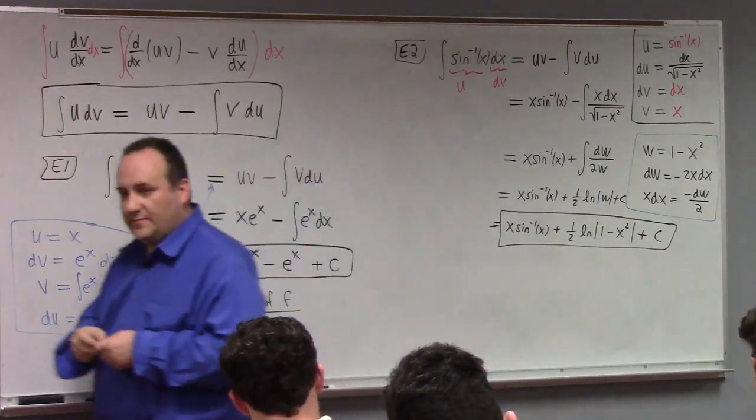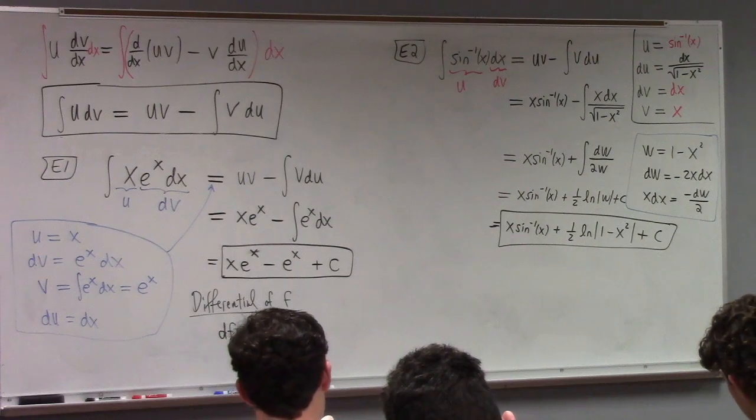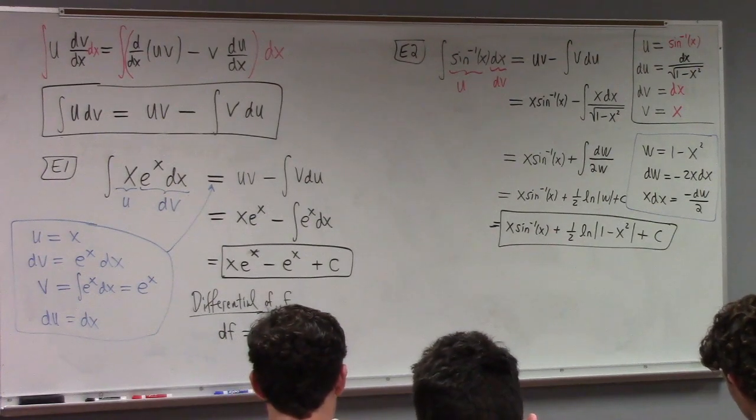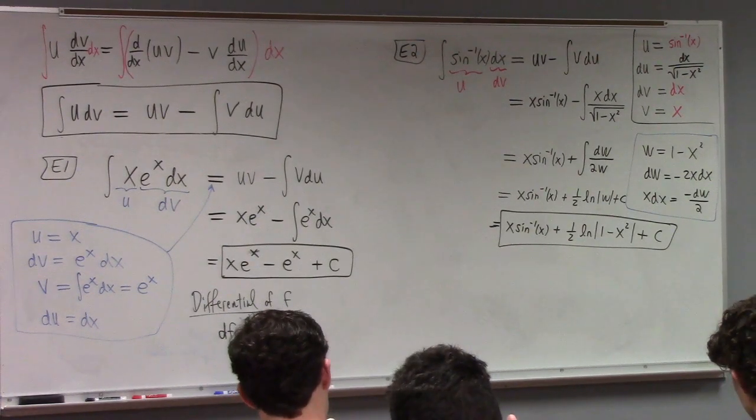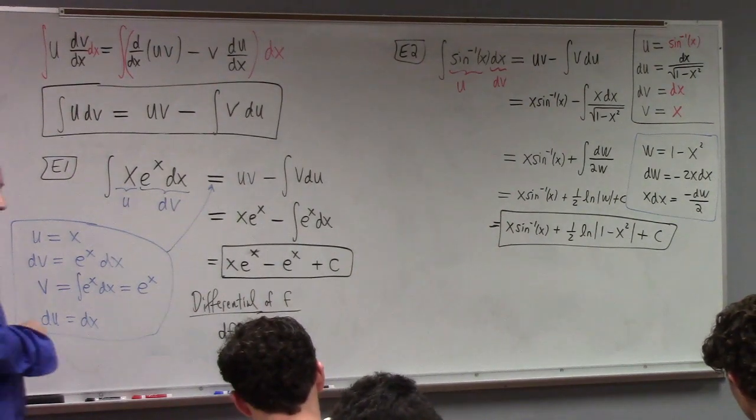So the integral of 1 over w is the natural log of the absolute value of w, but w is 1 minus x squared, so I plug it in. I have to add a constant at the end. Everything's said and done. There you go.